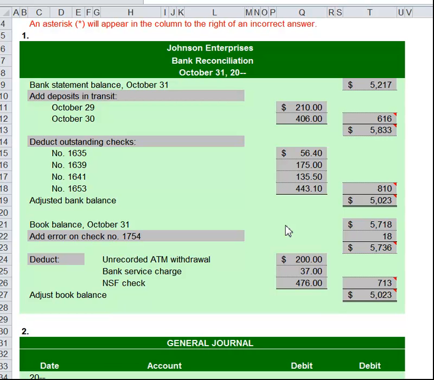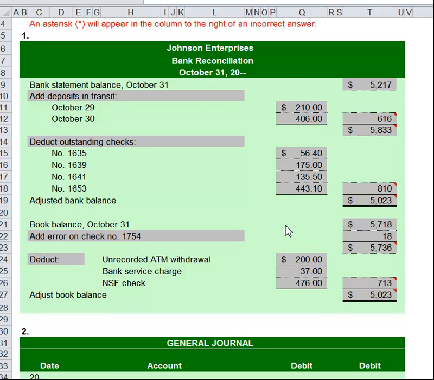And after going through the process, we find out that we have some deposits in transit, which means we've made the deposit but the bank doesn't have it recorded yet. We have some outstanding checks, which means we wrote checks and subtracted them out of our checkbook, but they haven't cleared the bank yet. We had an ATM withdrawal that we forgot to record. The bank charged us some money. We had an NSF check, which is a returned deposited item. And then we had an error on a check. So we're taking all the information and going through this.